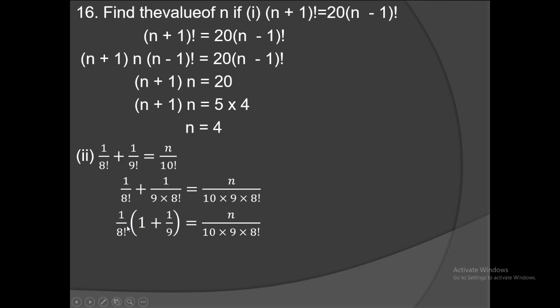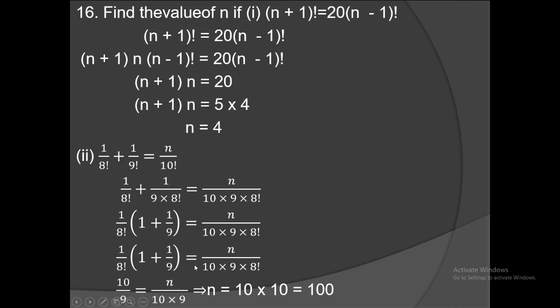On the left hand side 8 factorial is cancelled, and on the right hand side 8 factorial is also cancelled. Can you understand? So cancelling 8 factorial on both sides, I have only this number. I can take the LCM, isn't it? So 9 into 1 is 9, plus 1 is 10. So it is 10 by 9. That is the step I have written here.